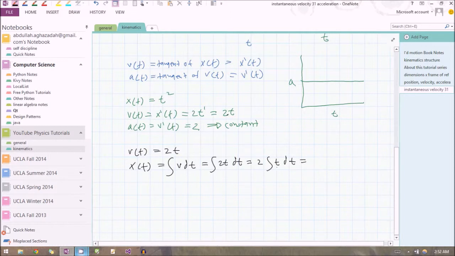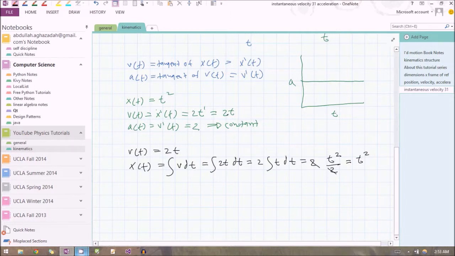And then here is how you basically integrate something like a variable where it's just alone. I believe you're going to increase the power since it's the opposite of deriving. So you're going to have 2, and then t to the 2, and you're going to divide it by the new power. So now these 2's are going to cancel, and we're going to be left with t squared. And that better be our position as a function of time, which it is.